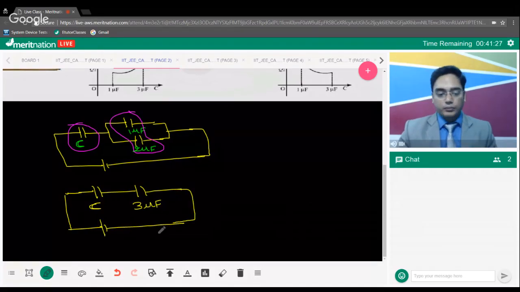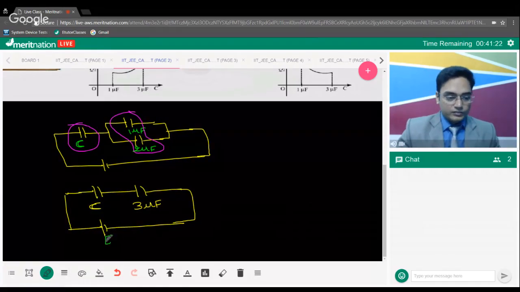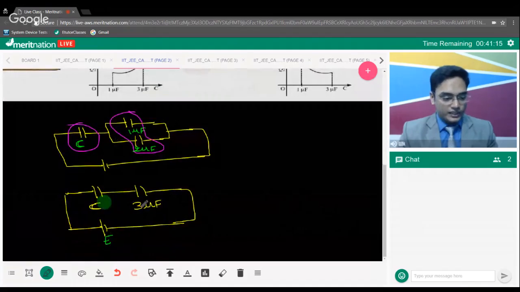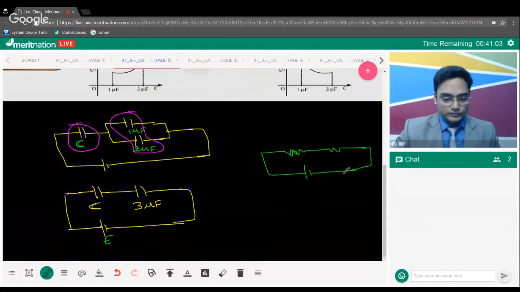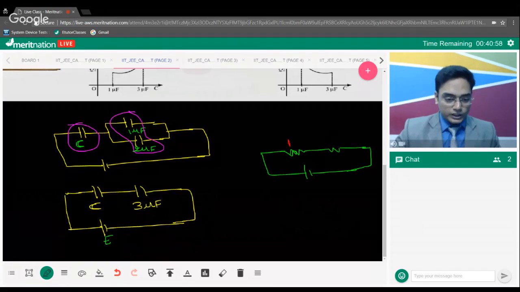To analyze this in a better way, from this diagram, this is E applied, the EMF given in this question. Now this is E, this is C, and this is 3 microfarad. Remember the concept of resistors, because it's very easy to analyze with the help of resistors here. If we have resistors and this is a voltage, the question is, what will be the voltage across R2? We can directly apply voltage division.